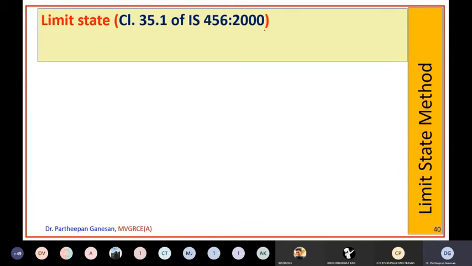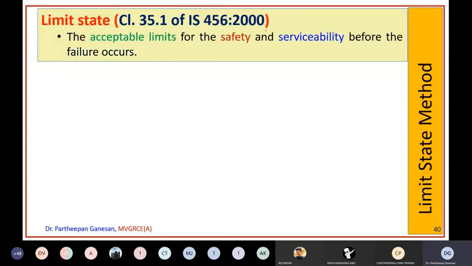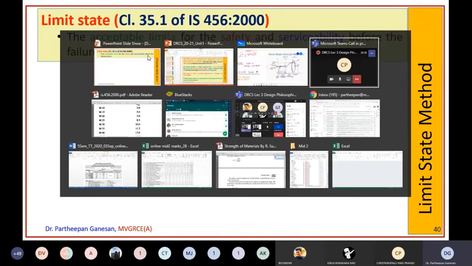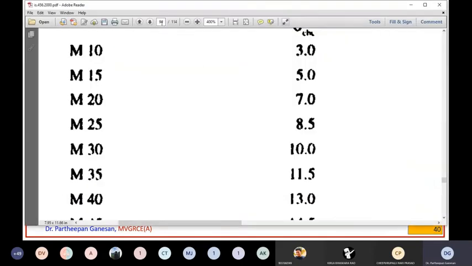So limit state. What is limit state? It is designed as the acceptable limit for safety and serviceability before the failure occurs. That is called limit state. So I'll show you in the code itself. Page 69 maybe.